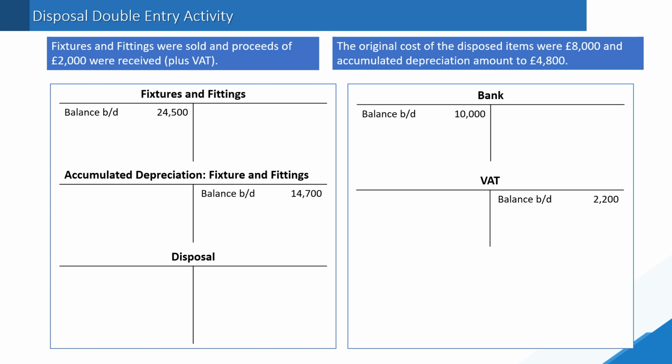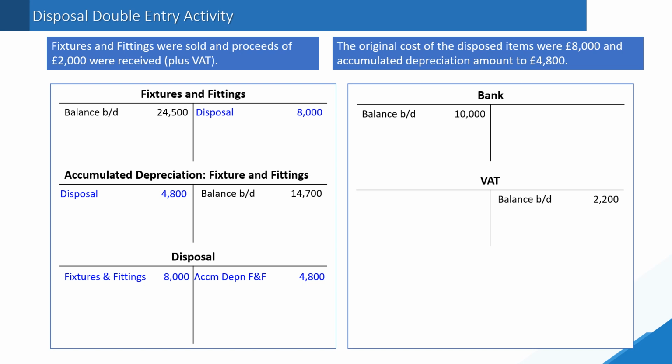So let's just do that. Remove the asset by crediting the fixtures and fittings and debiting the disposal account. We will remove the accumulated depreciation, as in step 2, by debiting accumulated depreciation and crediting the disposal account. And the narrative we use in these ledger accounts is always the name of the opposite entry. So if we look at the credit entry, the narrative will be that where the debit entry is sat. Step 1 and step 2 have been completed. Step 3 is to deal with the proceeds.